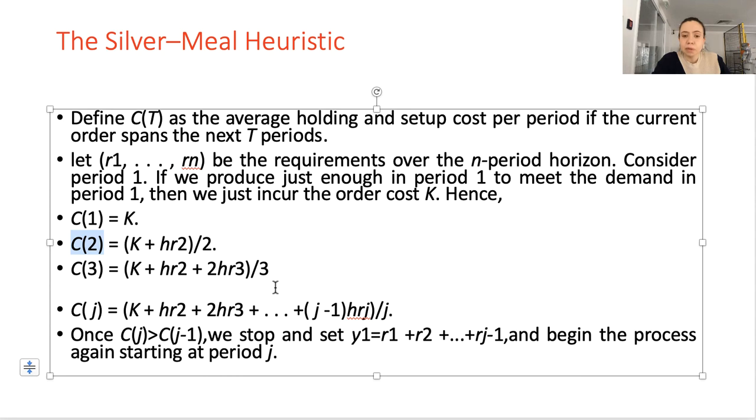According to this methodology, each time we check Cj against the previous Cj. If Cj is higher than the previous Cj, then we stop and we make that production plan. And again we make the same operations for the rest of the periods. Now I will show you an example of this heuristic, and probably it will be more clear to you.